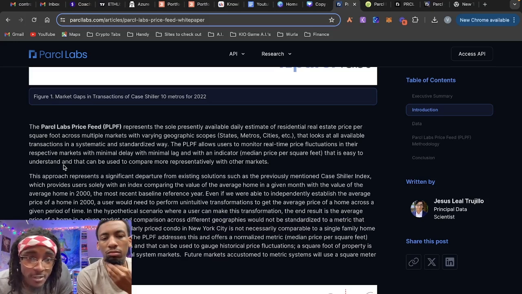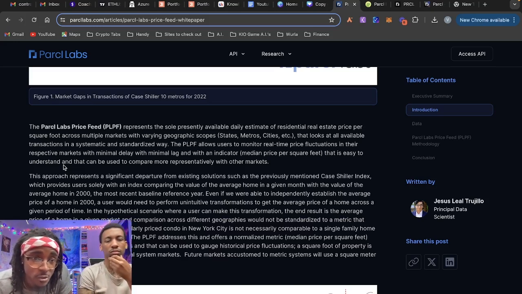The Parcl Labs price feed allows users to monitor real-time price fluctuations in their respective markets with minimal delay, with minimal lag, and with an indicator, median price per square foot, that is easy to understand and that can be used to compare more presently with other markets.